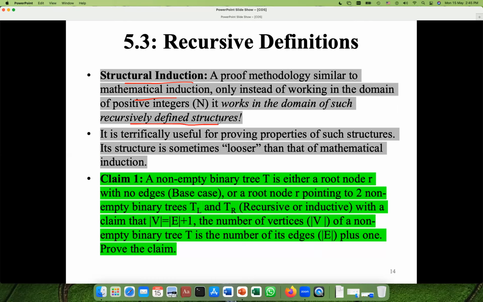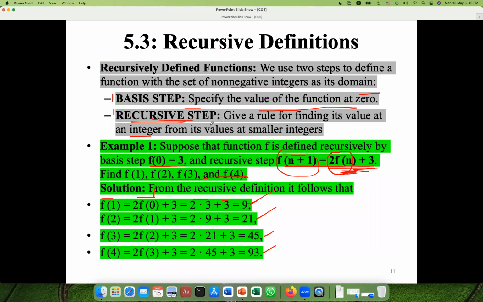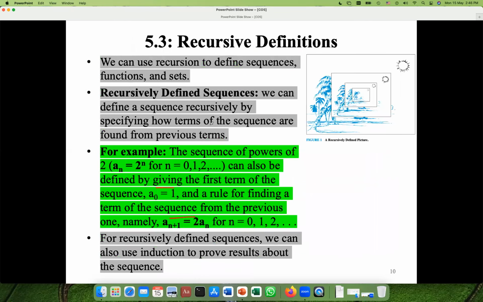Recursively defined structures. And what are the recursively defined structures that you have seen? Sets, functions, sequences, all of them, for example, can be defined recursively.